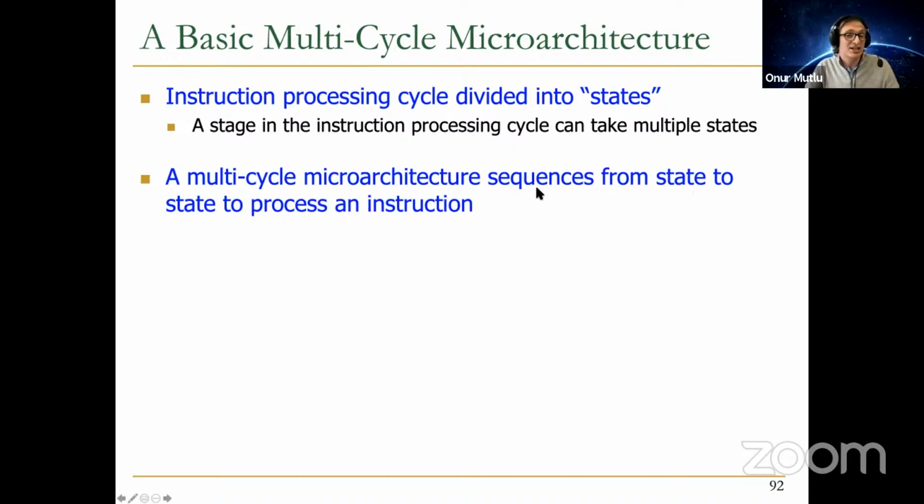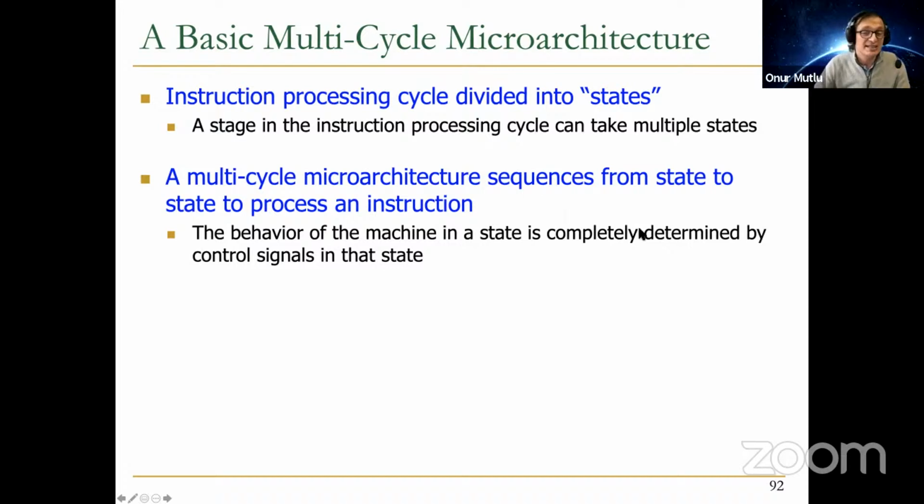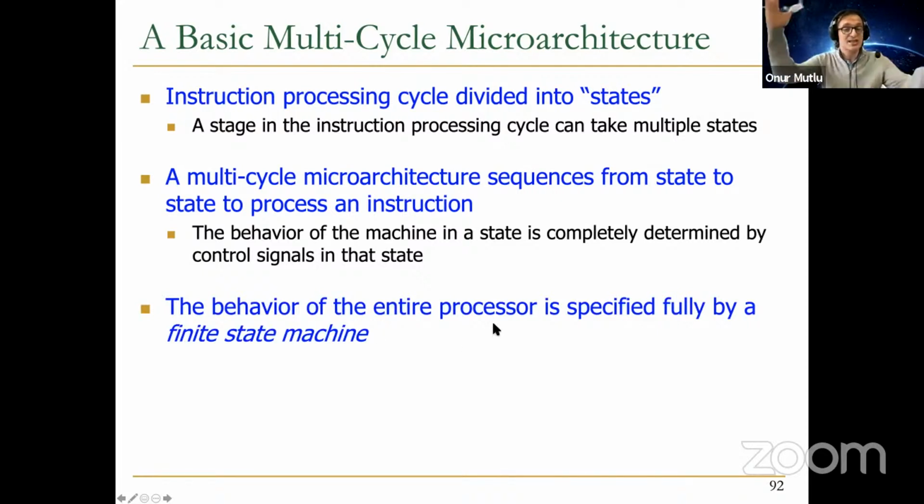So a multi-cycle microarchitecture sequences from state to state to process an instruction. The behavior of the machine in a state is completely determined by the control signals in that state. I've already said this, actually. And the behavior of the entire processor is specified fully by a finite state machine. Basically, if I want to implement a multi-cycle microarchitecture specified by an ISA, I can have a, let's say, I don't know, 1,000 state machine, and that could be implementing the ISA. And that's my finite state machine that can, in multiple cycles, execute every single instruction in a way that satisfies the ISA specification. We will see the example of the finite state machine for a subset of the MIPS ISA soon.